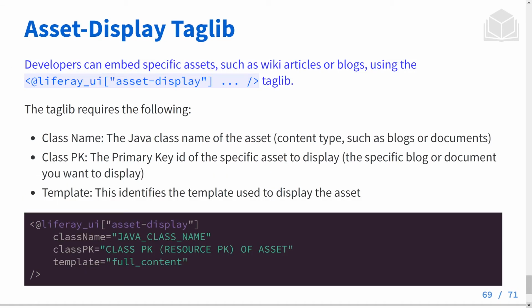Finally, using the Asset Display Taglib, developers can embed specific assets like wiki articles or blogs using the Liferay UI Asset Display Taglib. The taglib will require the following elements: the class name, which is the Java class name of the asset, like the content type such as blogs or documents; the class PK, which is the primary key ID of the specific asset to display, like the specific blog or document you want to display; and finally the template, and this will identify the template that will be used to display the asset.